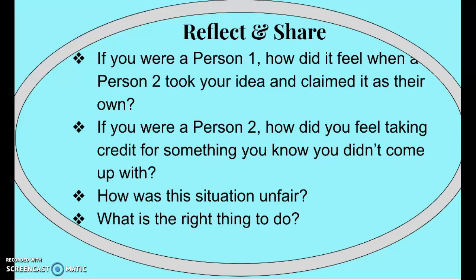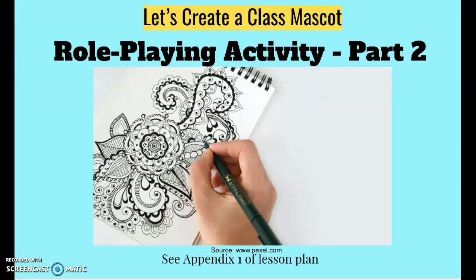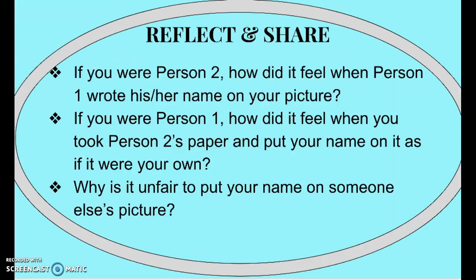Okay, now that we're finished with this activity, let's move on to part two. Just like with part one, once we're finished with part two, we're going to have a moment to stop and reflect about what we just learned. If you were person two, how did it feel when person one wrote his or her name on your picture? If you were person one, how did it feel when you took person two's paper and put your name on it as if it were your own? Why do you think it is unfair to put your name on someone else's picture?